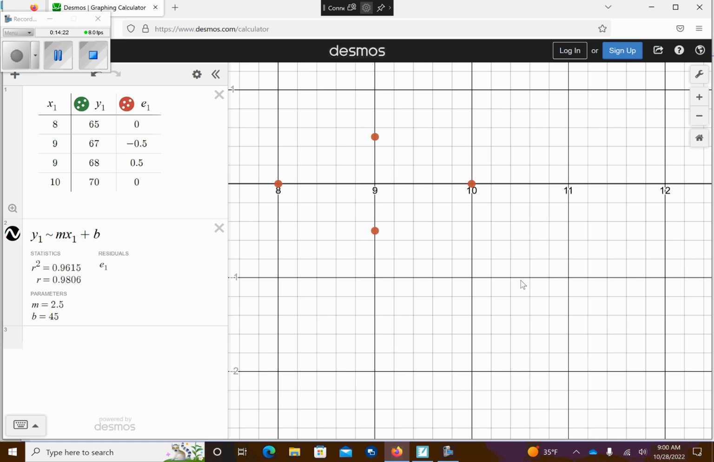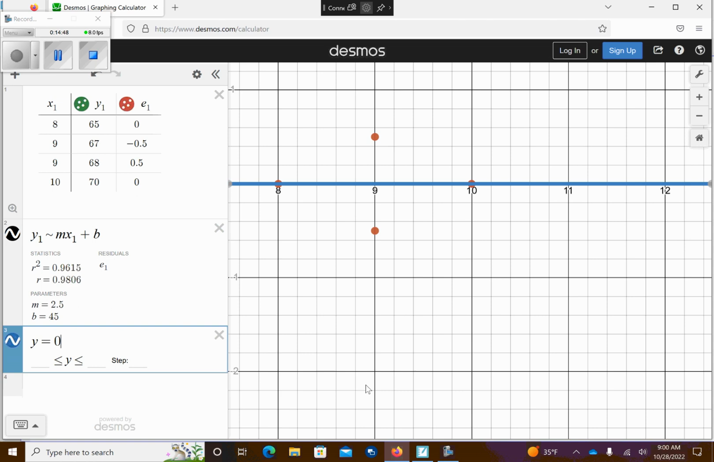The dot that is above the x-axis is a positive residual. The point that's below is a negative residual. Okay, and let me just do this. I'll go y equals 0. So I'll plot that.